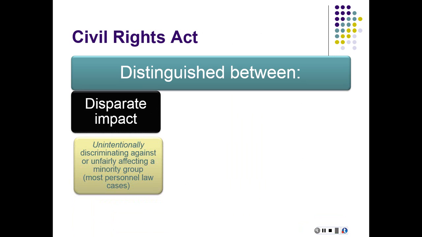Let's see what else I want to tell you guys about. Now, the Civil Rights Act distinguished between what's called disparate impact, which is when you have unintentional discrimination. This is where most personnel law cases are, where they're like, well, we didn't mean to treat a group unfairly.